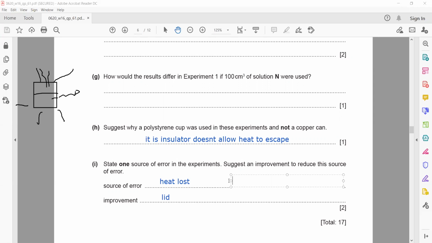Or second, you can also mention as a source of error the use of a measuring cylinder, because you are measuring the volume of a solution using a measuring cylinder. So you should replace it with a burette, or measure the volume by a burette, which will be more accurate. Any one of them you have to mention, either related to heat or related to the measuring cylinder.